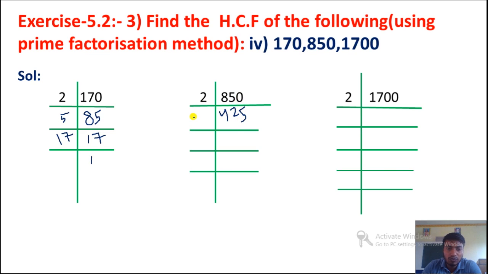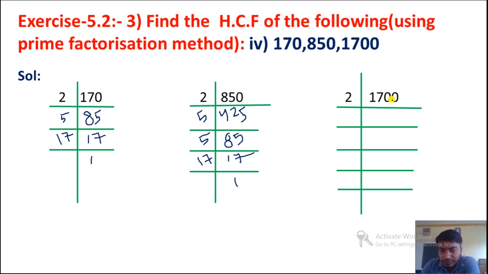Now again it will go by 5. 5 8s are 40, 2 left, 2 5 is 25, 5 5s are 25. Clear? Now it will go by 5, 5 1s are 5, 3 left, 3 5 is 35, 5 7s are 35. Now it will go by 17. Okay, 17 is also a prime number, one time.